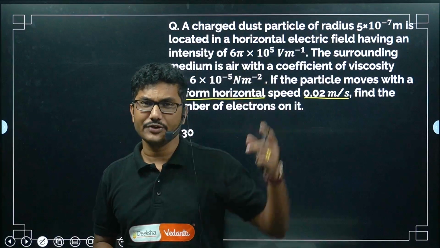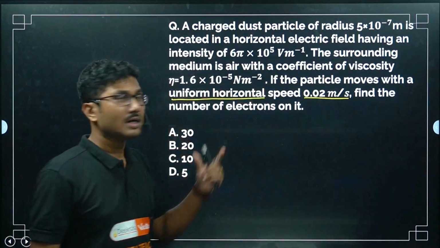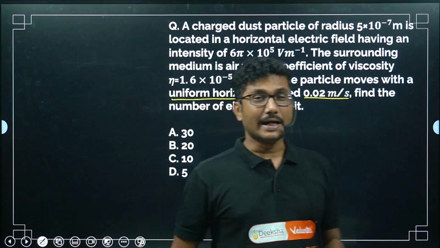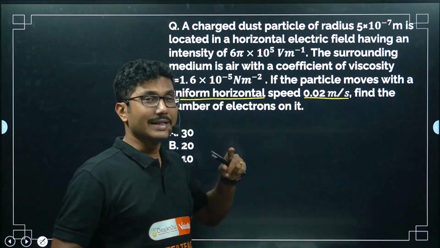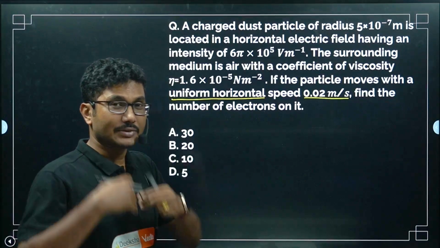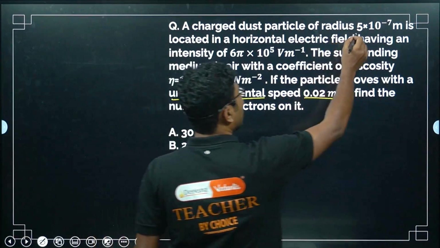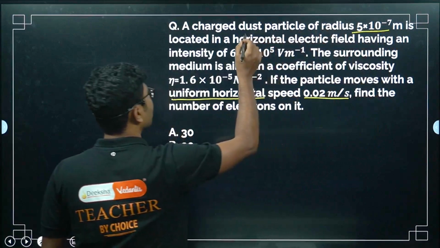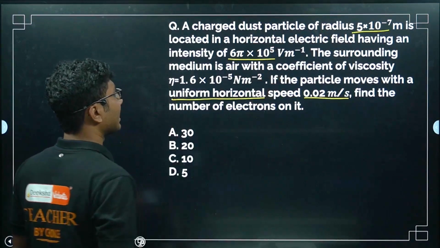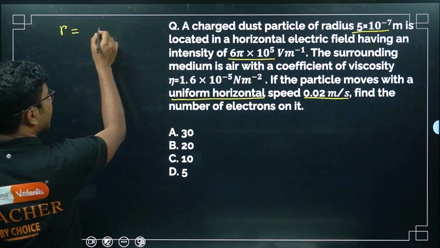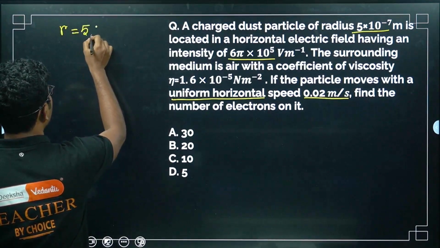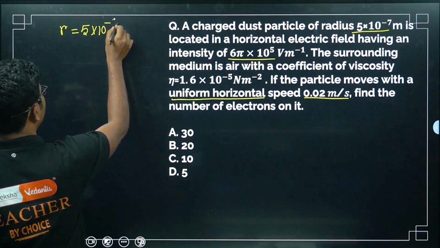I will not read the question. I will just briefly mark the important data, and then we will start to solve the question. Before, if I read the entire question paper, it will waste my time as well as your time. So I hope that you have already read the question paper and tried to solve it. So what all is given here? The first information given is the radius. Radius is 5 times 10 to the power of minus 7.